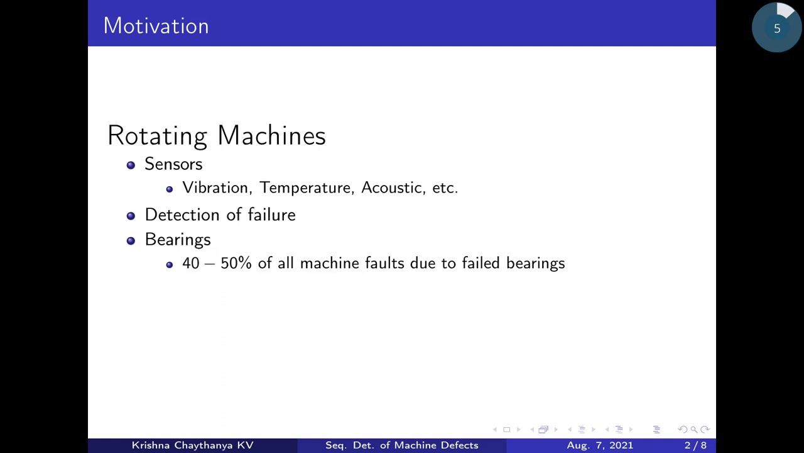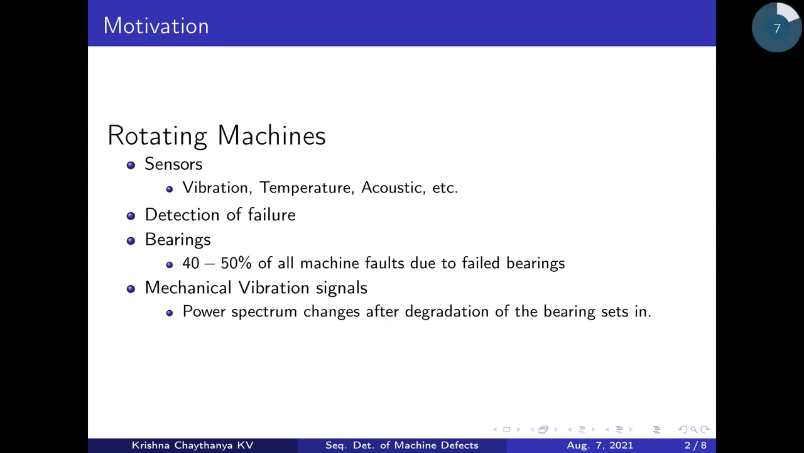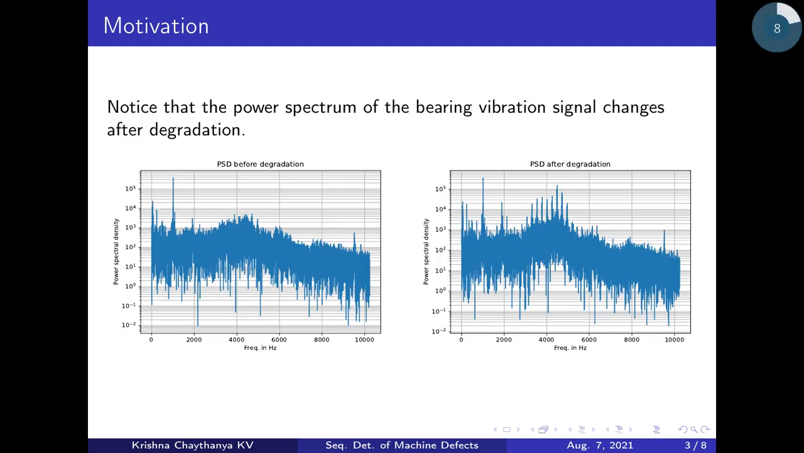More specifically, we focus on monitoring degradation of rolling bearings, since bearing faults are the most common reason for machine failure. We concentrate our interest on mechanical vibration signals from these bearings. The power spectral density of these signals undergoes a change after degradation of the bearing sets in. Here, we plot the power spectral density of bearings before and after the onset of defects.